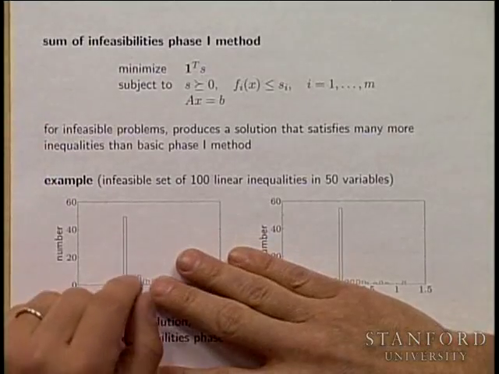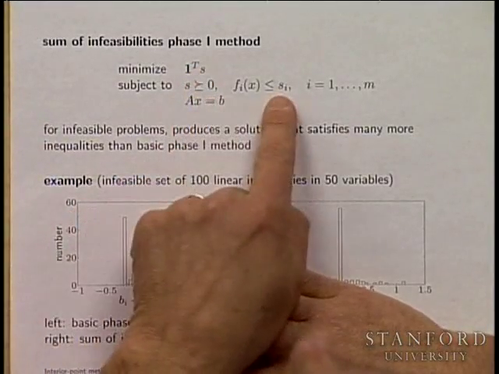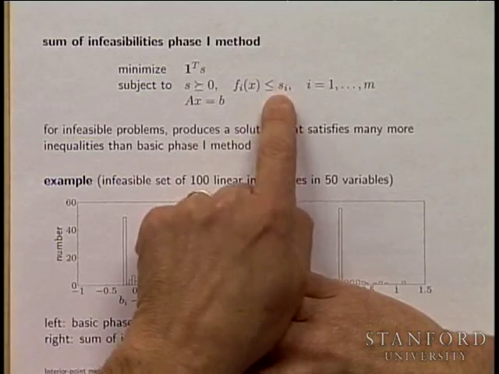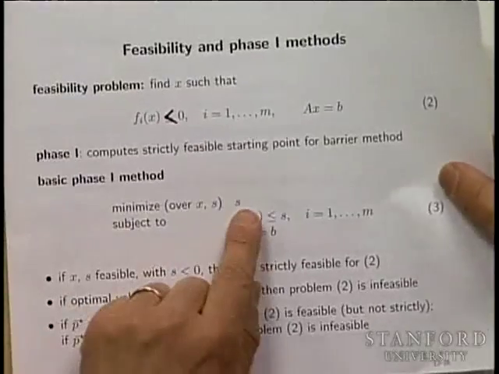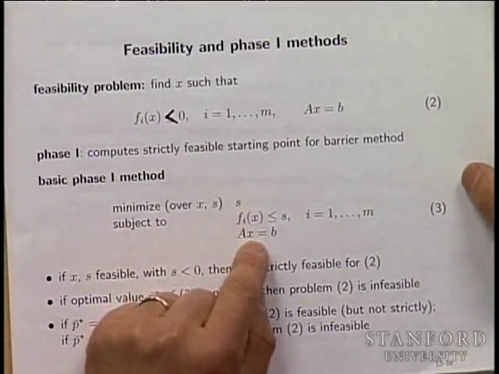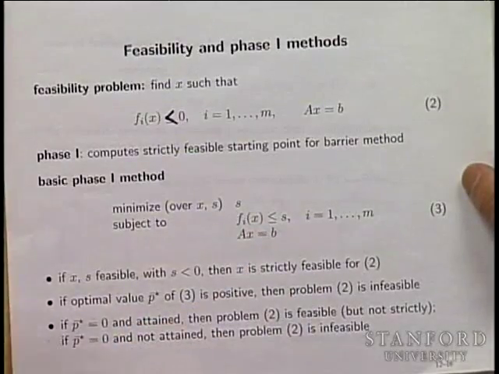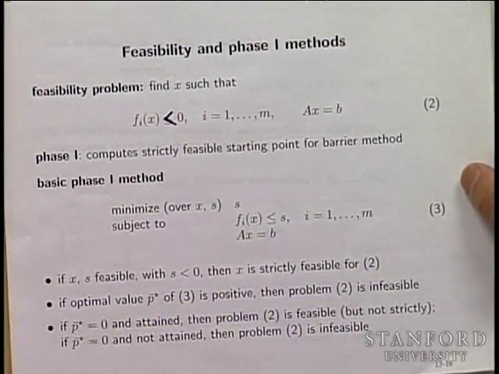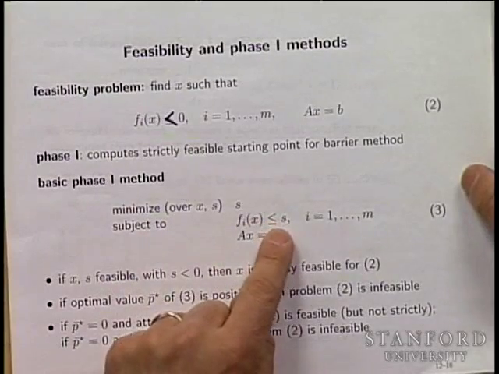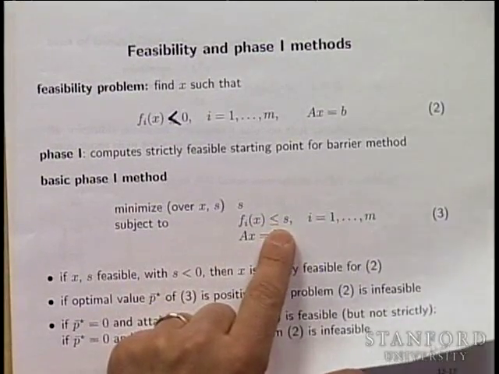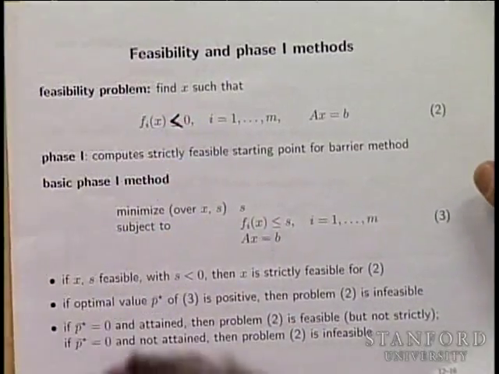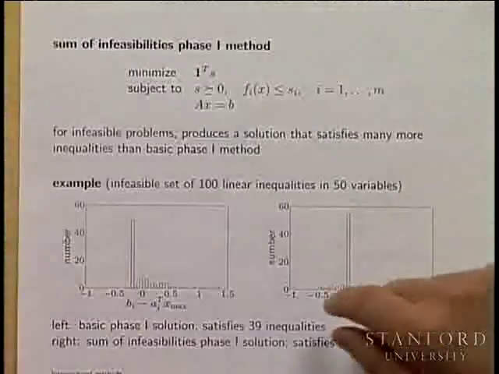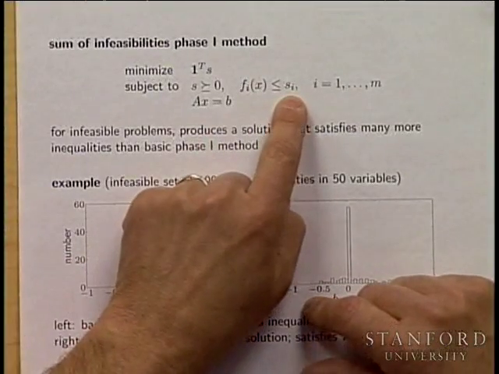So the sum of infeasibilities method works like this. Oh, by the way, the interpretation of S here is you're looking for a point where Fi of x is less than 0. That's what you're looking for. So you say, well, look, I'll give you a little extra slack, a bonus. You don't have to do 0. You can make it less than that, and then that gets pushed down. Okay? So here, everyone gets their own private little slack.